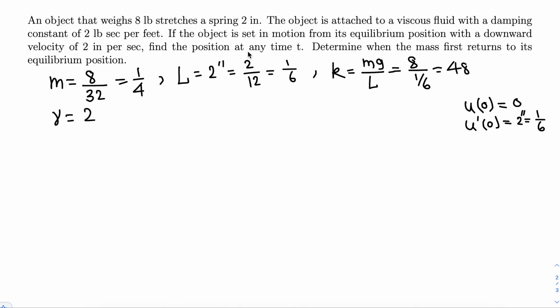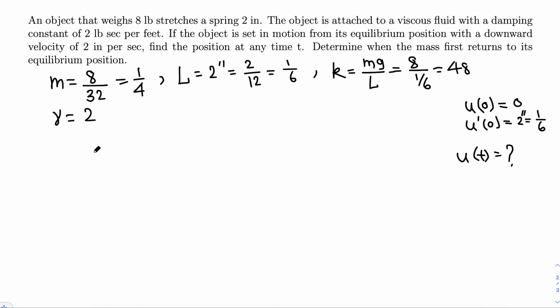Find the position at any time t, that means u, the displacement u. Equals what? I mean, what is our function u? Determine when the mass first returns to its equilibrium position. The displacement will be going back and forth, but when it starts from equilibrium, it moves downward because we have applied downward velocity. Then when it comes back to the equilibrium position, we need to determine that time.